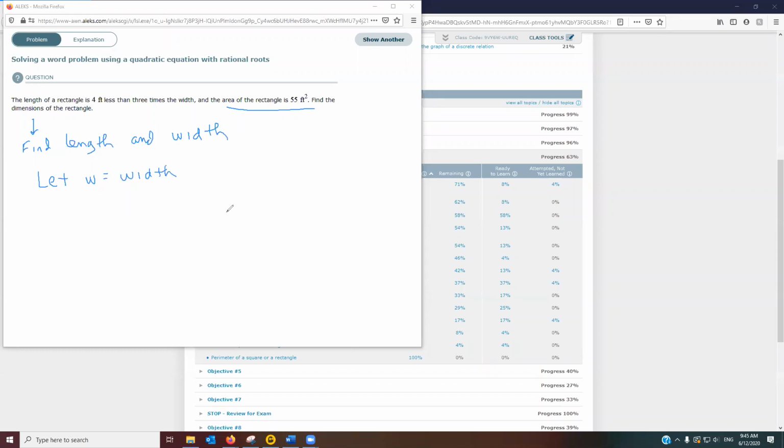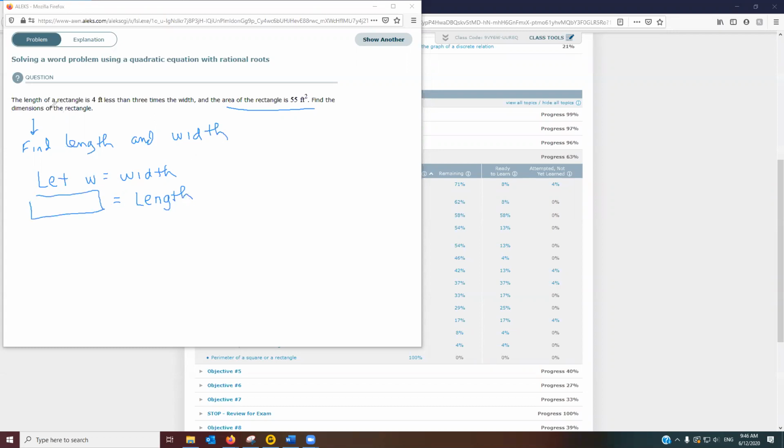I'm going to let W equal the width because I really don't know anything about the width. So whatever quantity I know the least information about, I'm going to let that equal a letter like W or X, or you can use whatever letter you want. Now, let me try to come up with an expression for the other unknown quantity, which is the length.